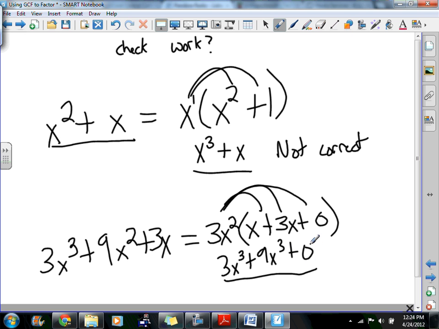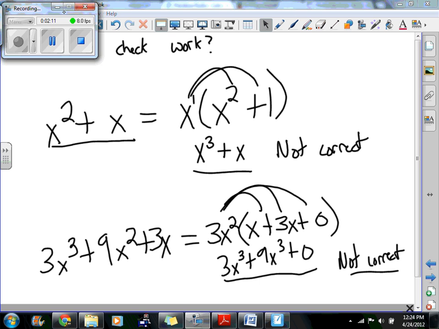So the idea here is when you're done with a problem, you want to just check to see if you're correct. That's the easiest way, and you just do it by doing the distributive property again. Okay? 1 sec. All right, so I'm back.